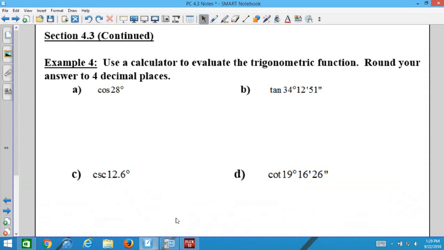All right, you guys have your calculator? We are going to find the cosine of 28 degrees. But it says 28 degrees, so you have to be in degree mode.